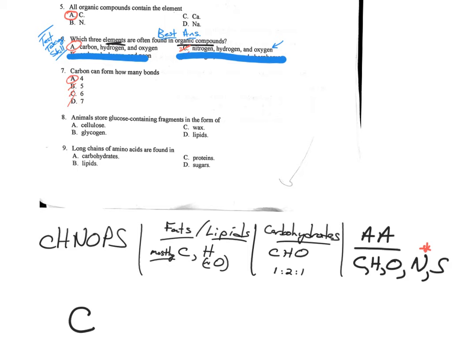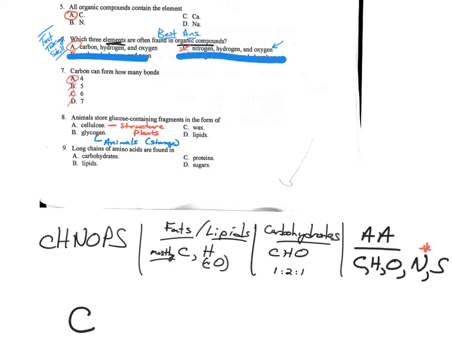Okay, so animals store glucose containing fragments in the form of what? Animals store glucose in what form? How do animals store glucose? Cellulose. Structure. I said lipids, I think. All right. So the answer is not cellulose. Cellulose is for structure, right? Oh, yeah, that is for structure. And it's for plants. And then glycogen is for... Yeah, that's right. Glycogen is for animals. Yep. And that is for storage of energy.